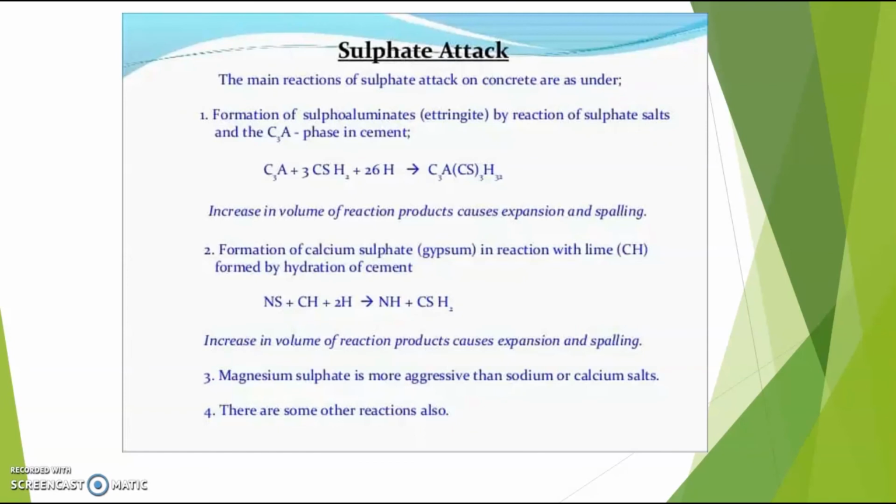Well, this figure shows the main reaction of sulfate attack on concrete. And we're just focusing on number 1. Formation of sulfoaluminate ettringite by reaction of sulfate salt and the C3A phase in cement. This will increase the volume of the reaction product and it will cause expansion and spalling.